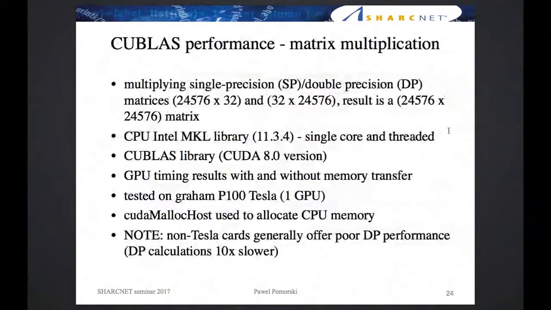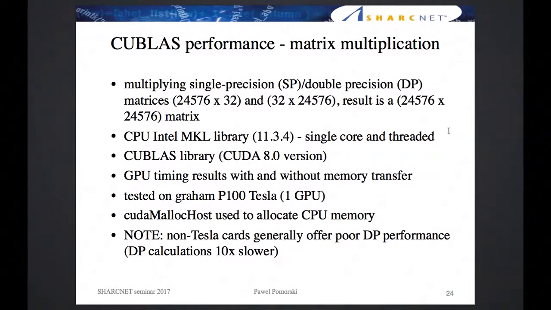So let me now show you the performance of this. In this particular case, I took a single matrix size. My two input matrices are 24,000 by 32 and 32 by 24,000. And if I multiply them, I get a matrix which is 24,000 by 24,000. So it's not a trivial matrix. And I considered both the single precision and the double precision case.